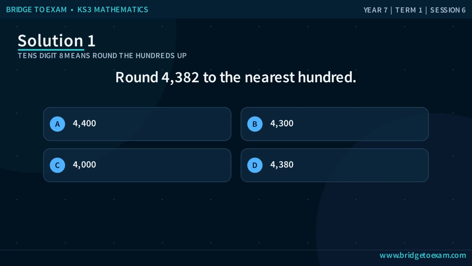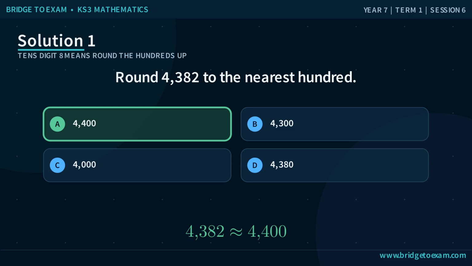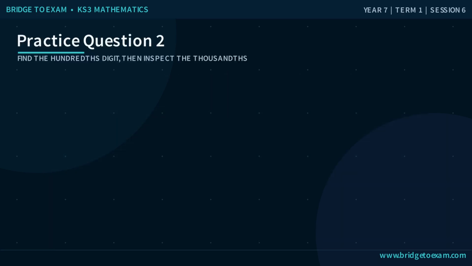Option A is correct, 4,400. The target is the hundreds digit, which is 3. The deciding digit immediately to its right is the tens digit, 8. Because 8 is 5 or more, increase the hundreds digit from 3 to 4, then replace the tens and units digits with zeros.